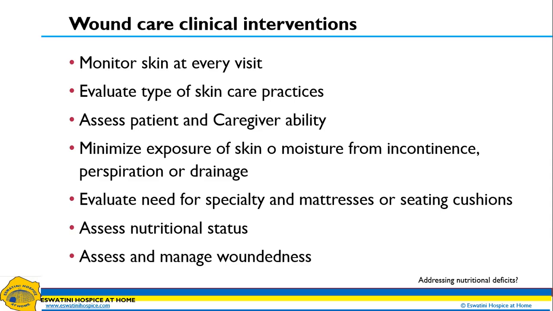And then we have wound care clinical interventions that we can do on a normal basis. We monitor the skin at every visit, whether it's a consultation at the hospital, a visit in the ward, or a home visit like we do at hospice. We look at how intact the skin is around the wound, assess for any pressure ulcer development sites, and look at maceration by the exudate. We evaluate the type of skincare practices. What is the patient doing to maintain skincare?